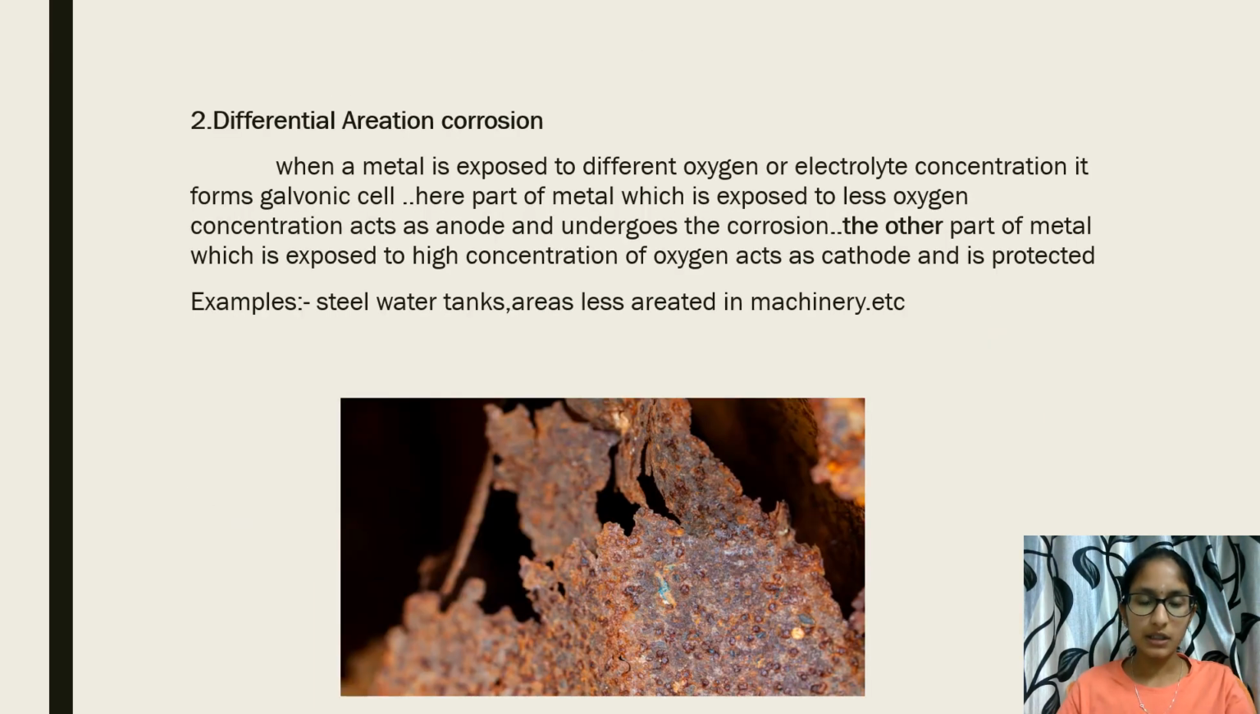The second type is the differential aeration corrosion. When a metal is exposed to different oxygen or electrolytic concentration, it forms galvanic cells. Here, the part of the metal which is exposed to the lower concentration of oxygen acts as anode and undergoes the corrosion. The other part of the metal which is exposed to the high concentration of oxygen acts as a cathode and it is protected. Examples: steel water tanks, areas less irradiated in the machines, etc.